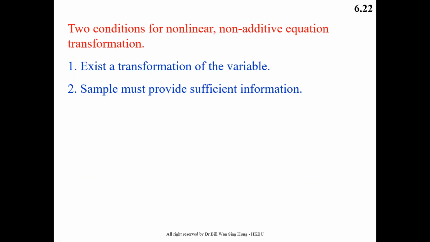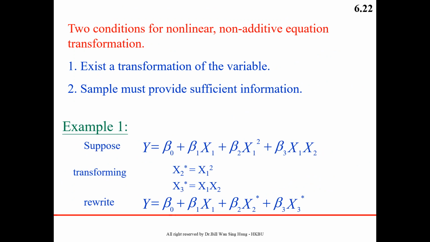There are two conditions for transforming a nonlinear and non-additive equation. A transformation of the variable must exist, and the sample must provide sufficient information. For example, suppose y is equal to beta naught plus beta 1 x1 plus beta 2 x2 square plus beta 3 x1 x2. If you transform x2 star equal to x2 square and x3 star equal to x1 times x2, then we can write the model as y is equal to beta naught plus beta 1 x1 plus beta 2 x2 star plus beta 3 x3 star.